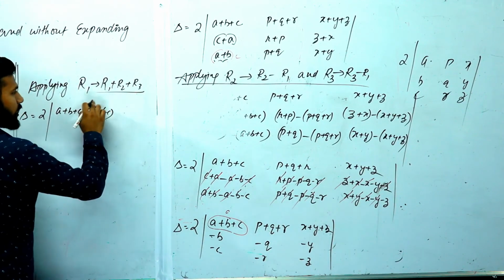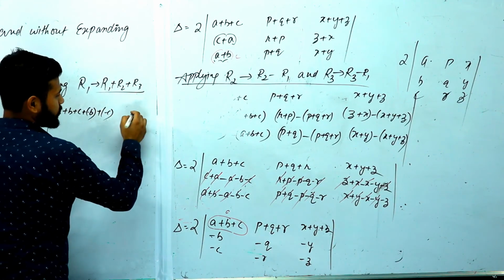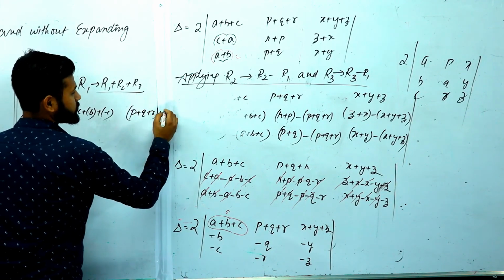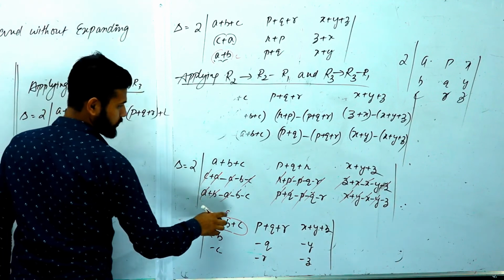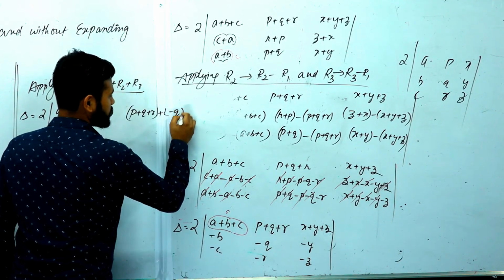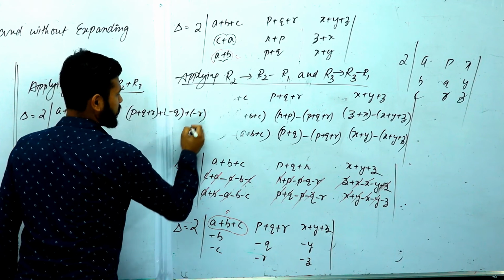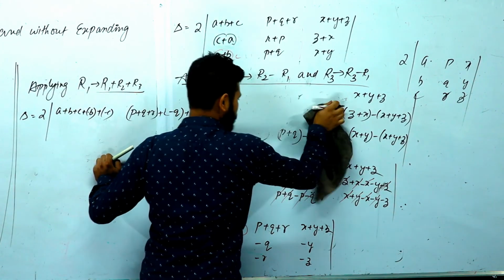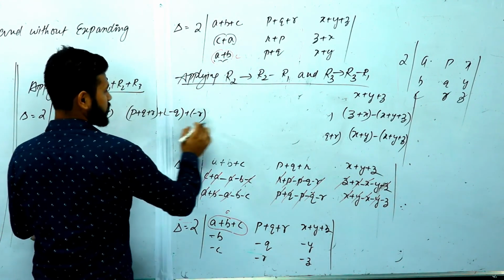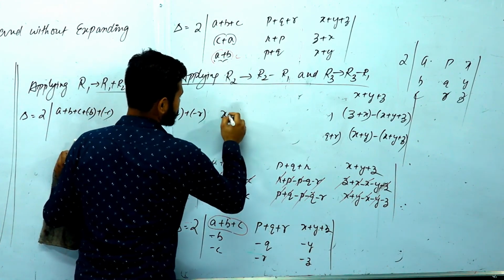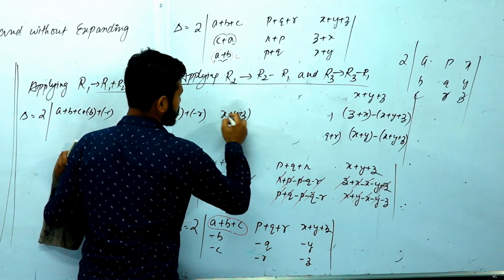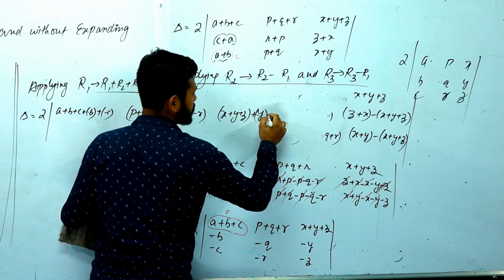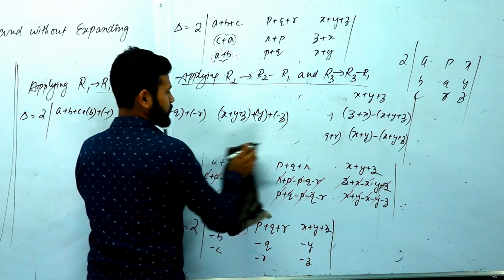Same thing here. Let us bring the change here also. P plus q plus r, plus minus what? Minus q, plus minus r. Wow, that is nice, right? Now same thing is bringing change here also. X plus y plus z, x plus y plus z, minus y or plus minus y, plus minus z. You can see.